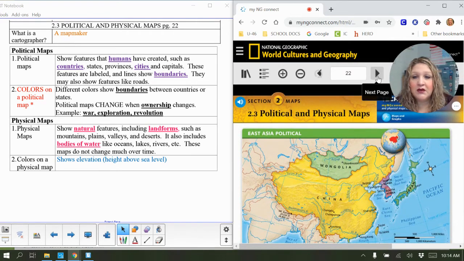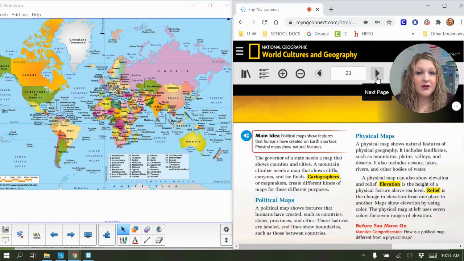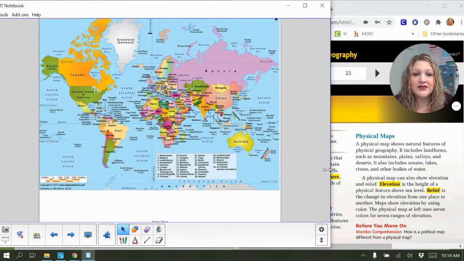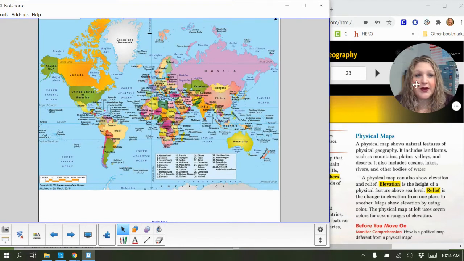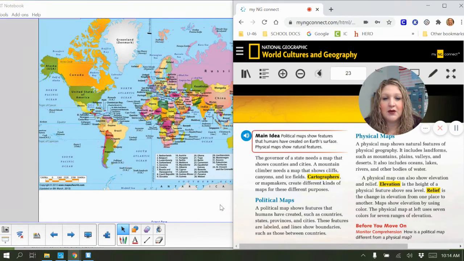So moving on to the next page here. I'm going to show you some examples of these maps, and you are going to tell me or say out loud whether it is a political map or a physical map. So there we go. Now it's a little bit bigger, okay? So political map or a physical map.